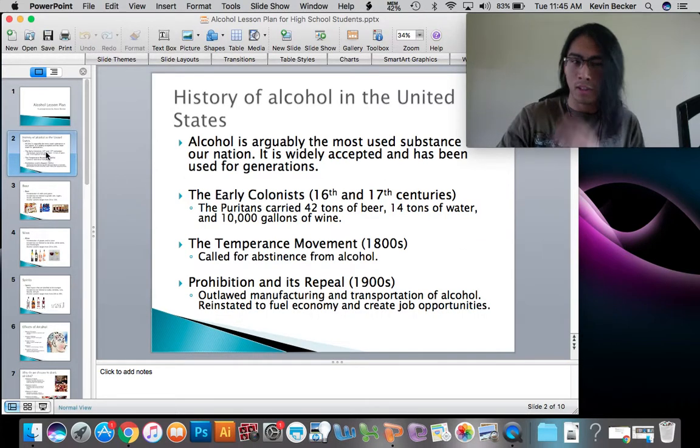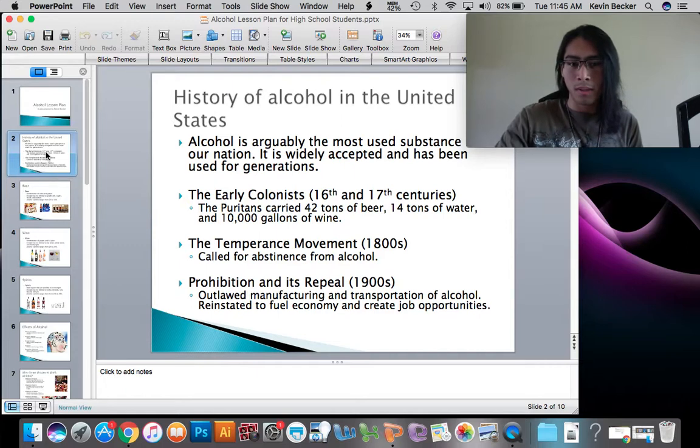So the first point I want to touch upon would be the history of alcohol in the United States. Nothing extravagant, just a brief and concise history to show that alcohol has been widely accepted and how long it has been used over our generations. Alcohol is arguably the most used substance in our nation, and one of the earliest examples would be from the early colonists. Back in the 16th and 17th centuries, the Puritans carried 42 tons of beer, 14 tons of water, and 10,000 gallons of wine. So it kind of goes to show where their priority was.